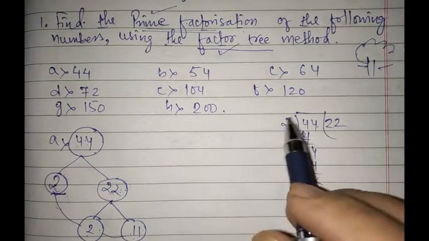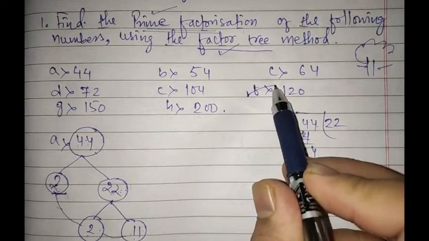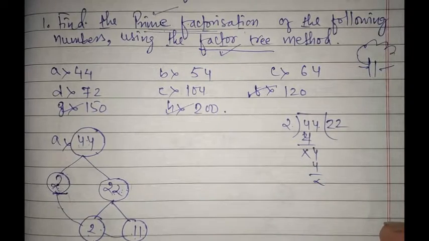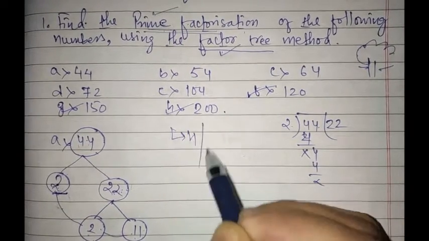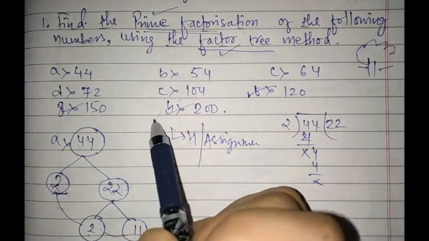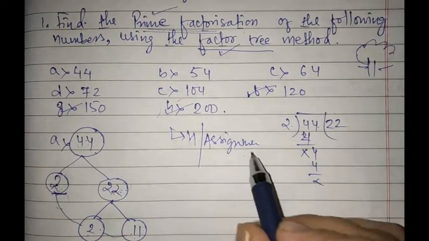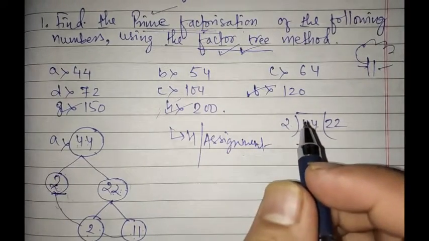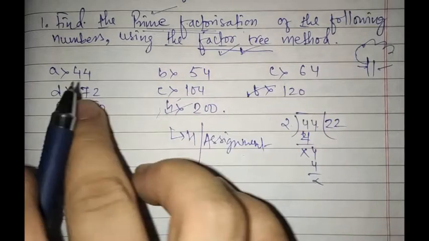So dear children, we have 3 more questions left from question number 1, that is F, G and H. This part will be a home assignment. F, G and H from question number 1 of self-practice 6D is a home assignment. Using a factor tree, you will find the prime factorization of the given numbers, that is 120, 150 and 200.